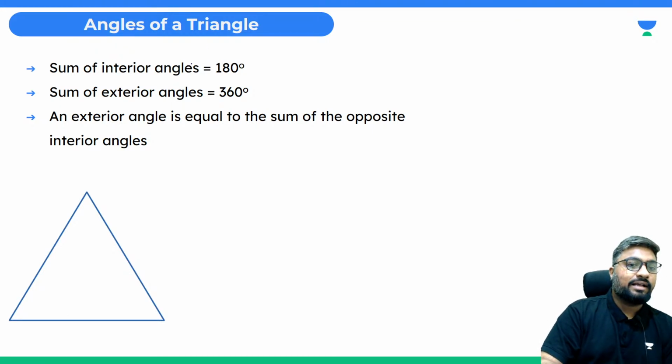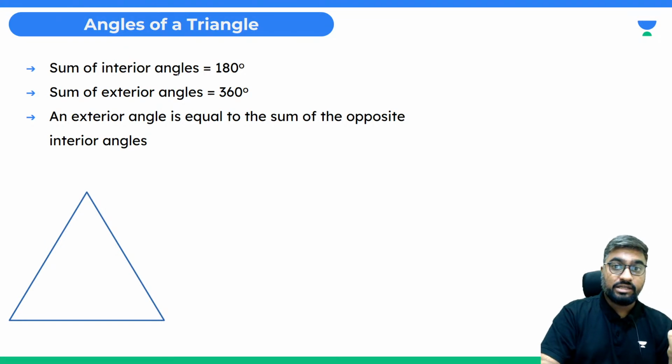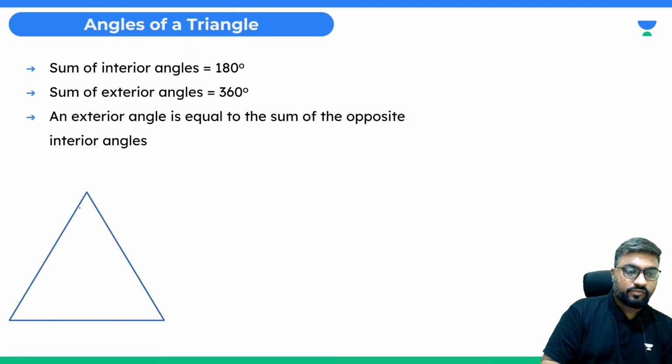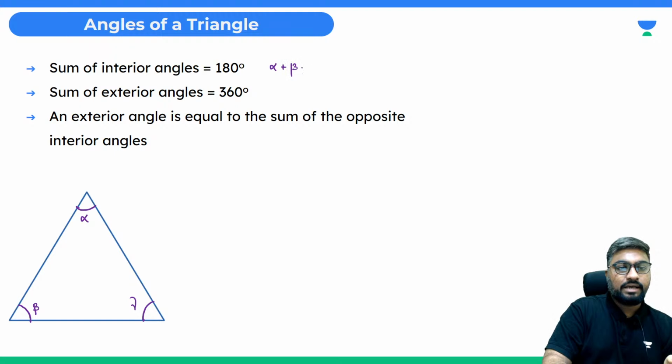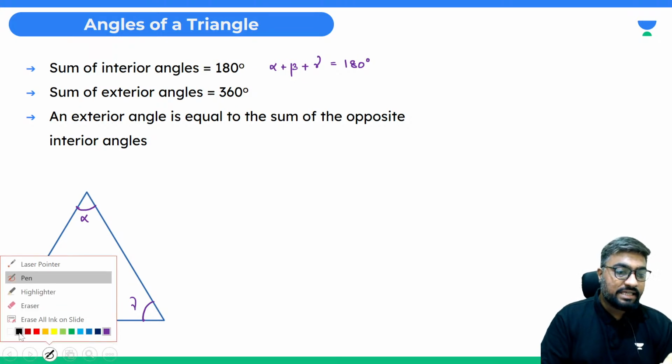Yes, with angles, the first property, something that we already know, we've been having this information for a very long time in our minds now. These angles that are formed within the triangle are called interior angles. Okay, ये तीन जो angles है, alpha, beta, gamma, these are called interior angles. Yes, so we know that the sum of the interior angles, alpha plus beta plus gamma, should be how much? 180 degrees.